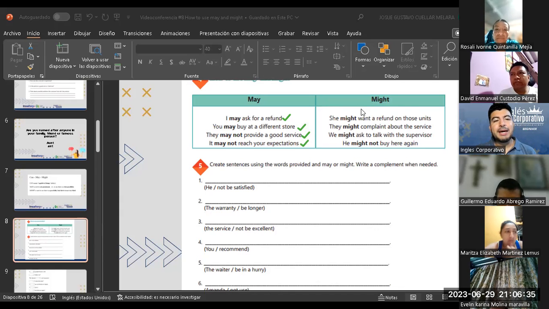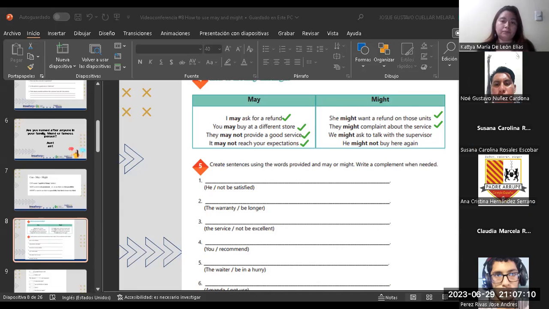Let's move to might. We're going to start with Guillermo, please. She might want a refund on those units. Mm-hmm. But they might complain about the service. Okay. In this case, you doubt. Como que te está dudando, yeah. She might, she can do it, sí lo puede hacer. But she might. And the number two, they might complain. Ellos se pueden, pues, quejar. That's it. And what about three and four?